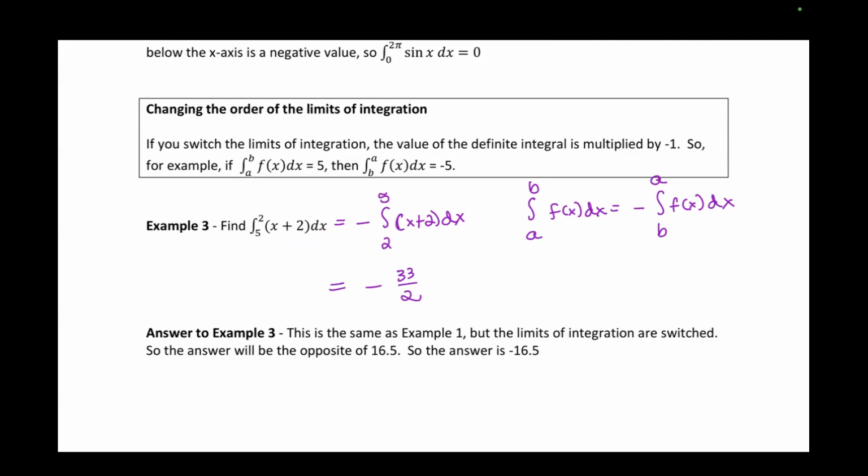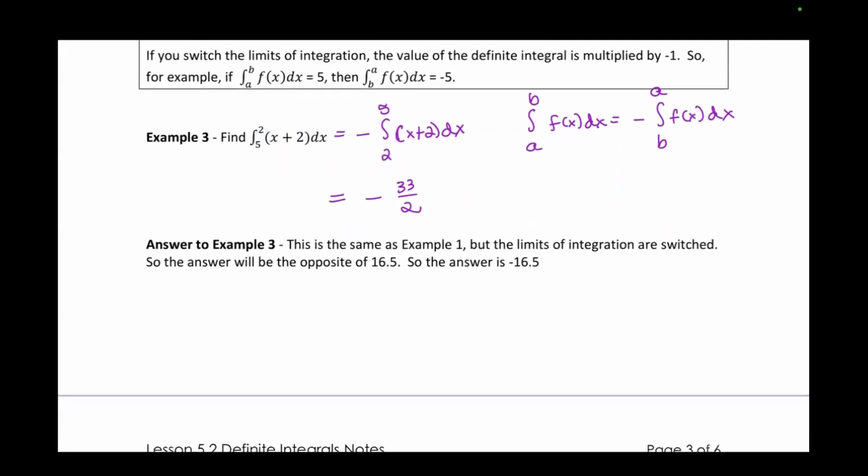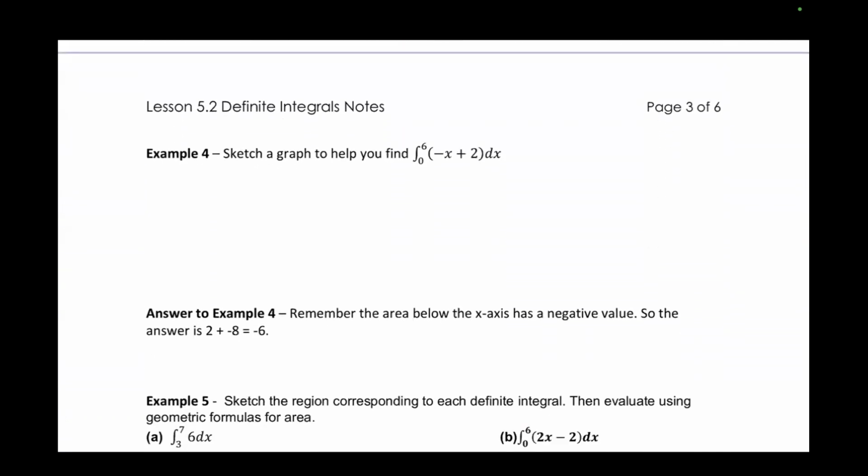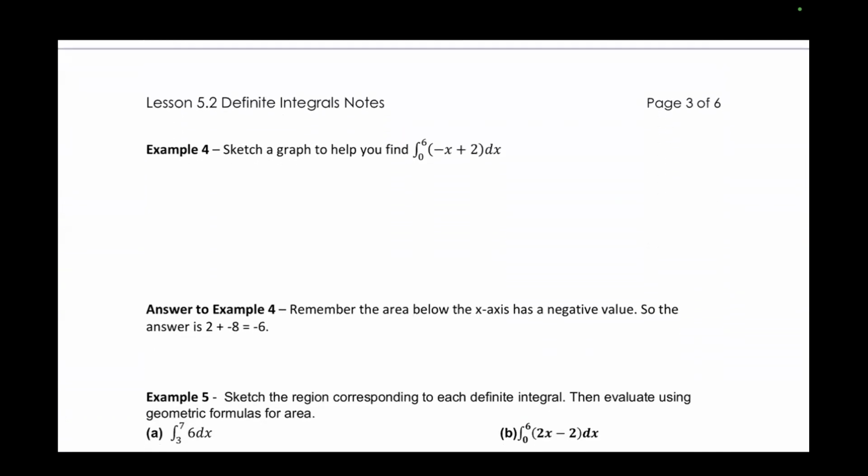So if the bottom number is smaller than the top number, we can just do it normally. What is that area? But when we switch and the bigger number's on the bottom, we're going to have to be thinking about doing the negative of the area. Okay, let's do another example. Sketch a graph to help you find the definite integral from 0 to 6 of -x plus 2.